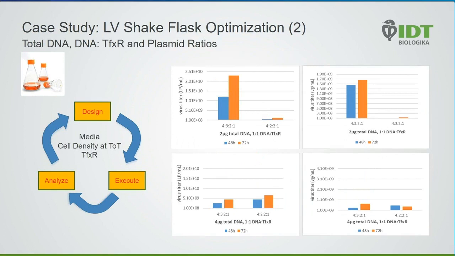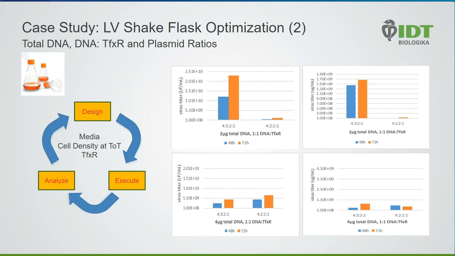So here's some data where we have optimized for the total amount of DNA, the DNA to transfection reagent ratio, as well as the plasmid ratios therein. If you compare the top panel with the bottom one, they differ in the amount of total DNA used. And you notice that when you use too much DNA, like in this case, the 4 microgram, the transfection efficiency or the titers go down by as high as 2 logs. The reason we think for this could have been just that too much DNA would have been toxic to the cells. So you notice that when you use the right amount of DNA, which in this case happens to be that 2 microgram, you get really good titers, and they are much higher than what you get when you use the higher amount of DNA.